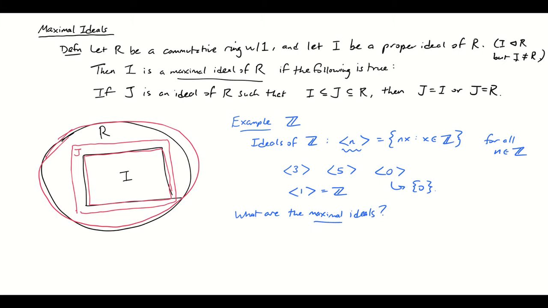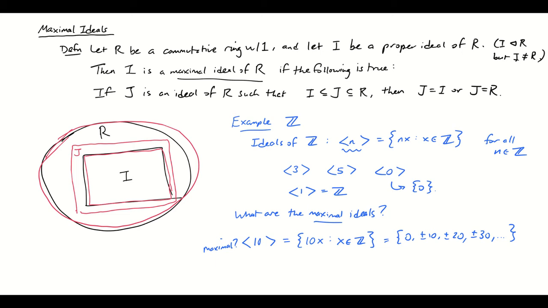Which ideals are maximal? So here's one example, and I'm not claiming this is an example of a maximal ideal, it's just an example of an ideal, and we'll decide whether it's maximal. Let's take the ideal generated by 10, which is the set of all multiples of 10, all 10x where x is an integer. Okay? So in other words, 0, plus or minus 10, plus or minus 20, plus or minus 30, and so on.